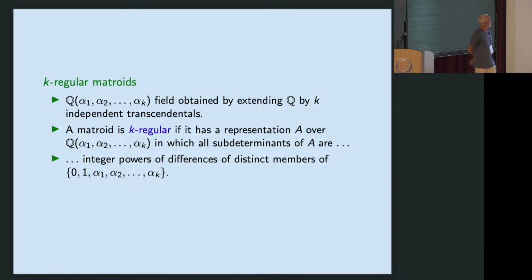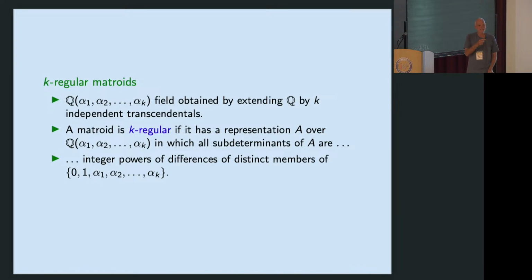And I'll say that a matroid is K-regular if I can find a representation over all of that field in which all of the subdeterminants of my matrix have the property that they're integer powers of differences of distinct members of 0, 1, alpha 1, alpha 2, up to alpha k. Now, what does that actually mean?